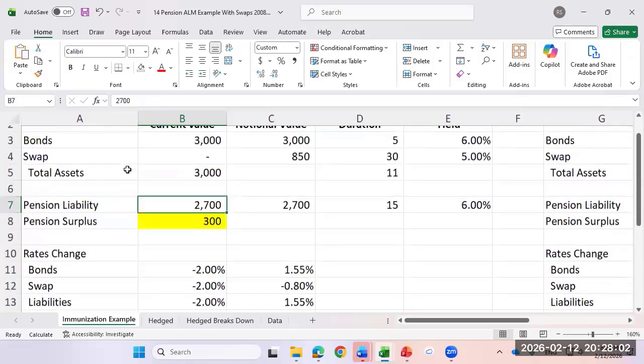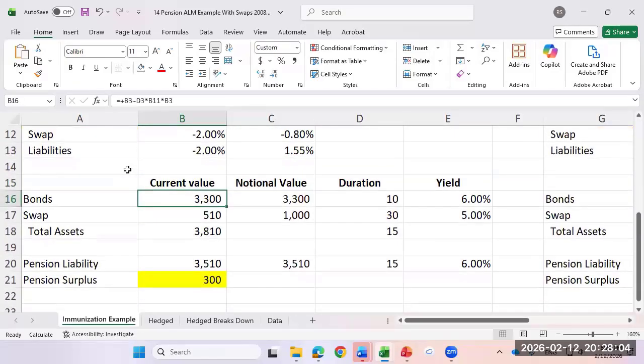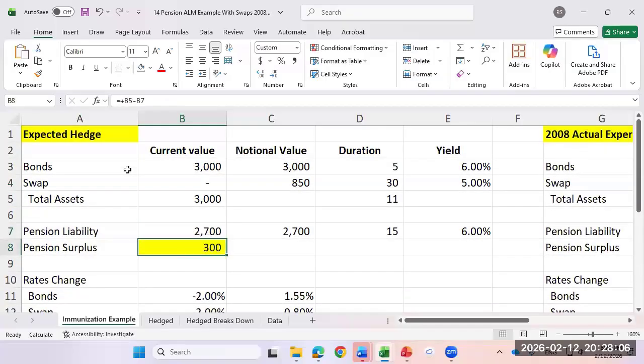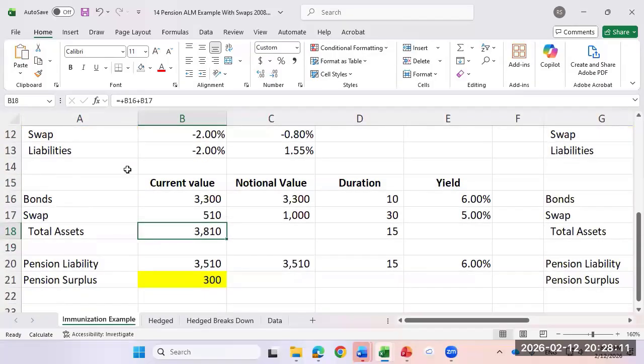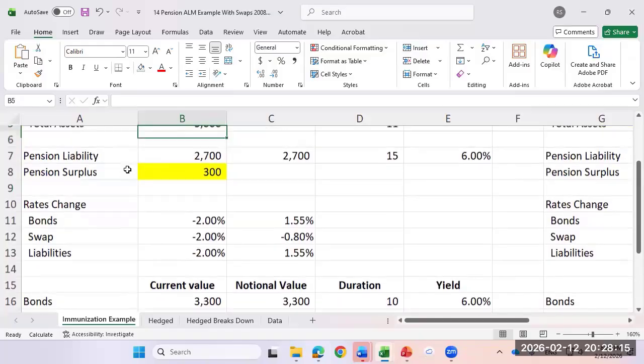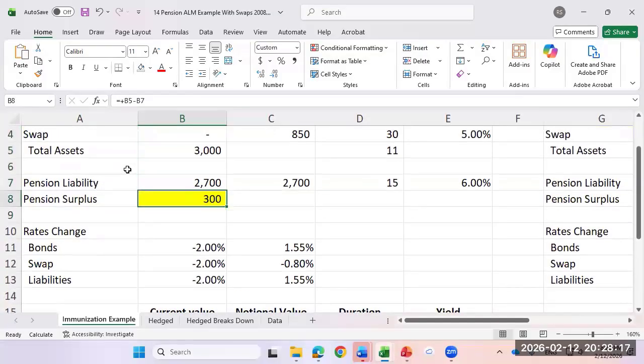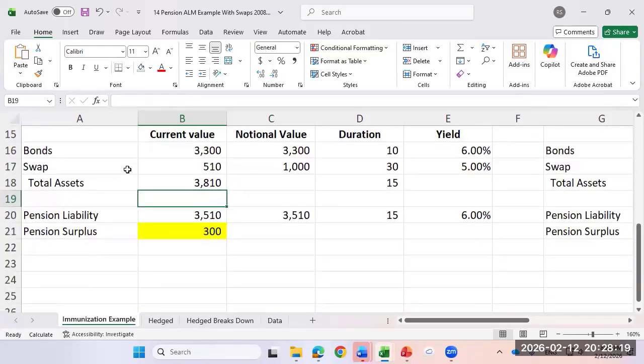So your assets rose from 3 billion to 3.8 billion, but what did your liabilities do? They have a duration of 15 years. They went from 2.7 to 3.5 billion. What did your surplus do? Went from 300 million to what? 300 million, perfectly hedged. That's the way it was supposed to work.